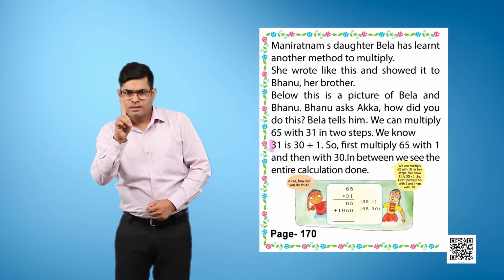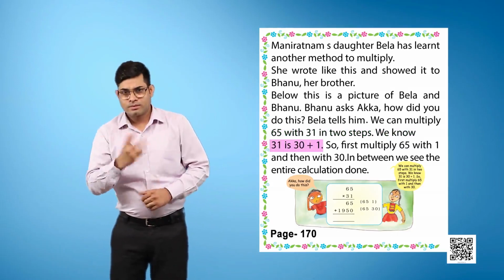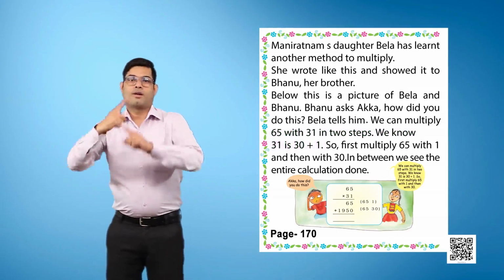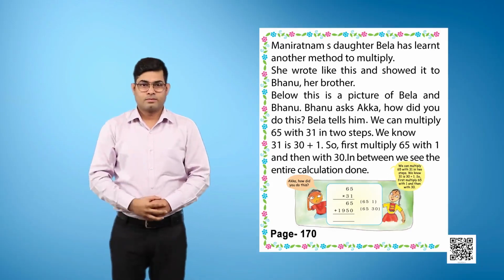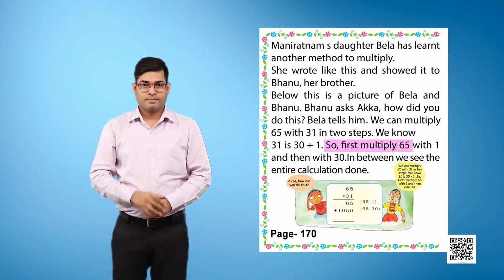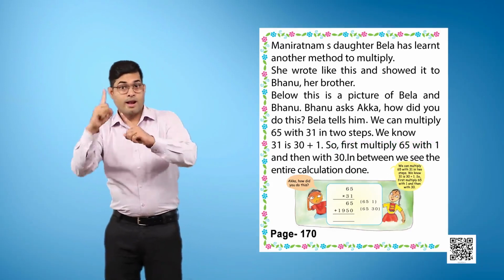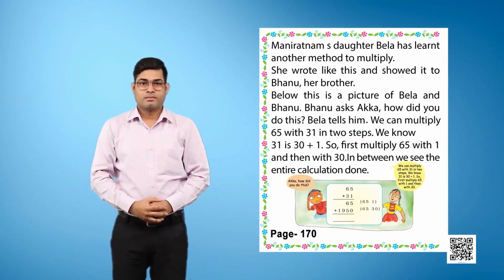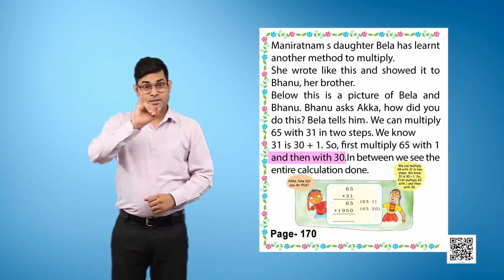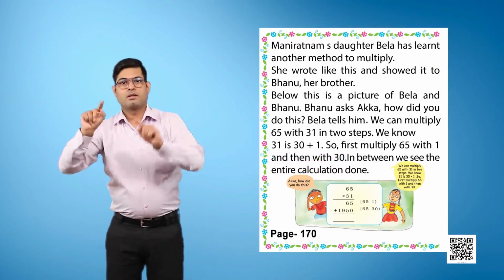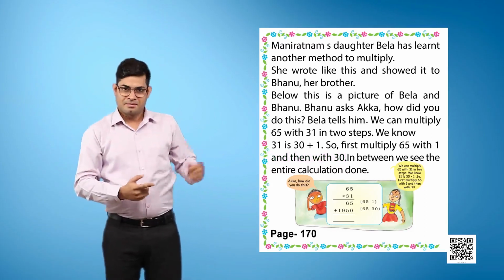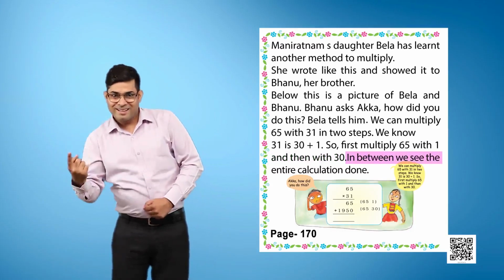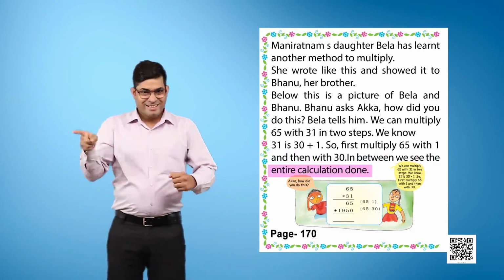We know 31 is 30 plus 1. So first multiply 65 with 1 and then with 30. In between we see the entire calculation being done.